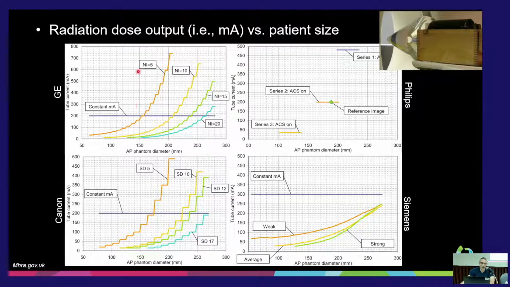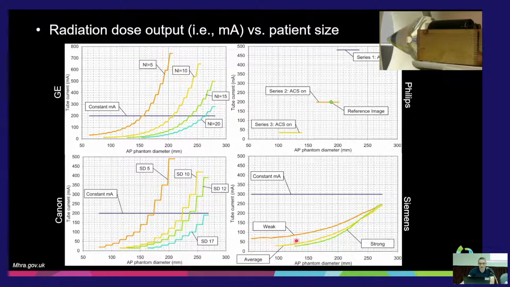For a given noise index or SD value, you can see there's kind of an exponential rise as a function of patient thickness. So with a low noise index, for small patients you're going to have a relatively low MA. The y-axis here is tube current. But as the patient gets bigger, it's going to rapidly increase the output to try to keep the noise at that roughly 5 value. And that's the same here. If you have a higher noise index, obviously you're going to have a less aggressive rise in MA. So that's pretty straightforward with those two vendors.